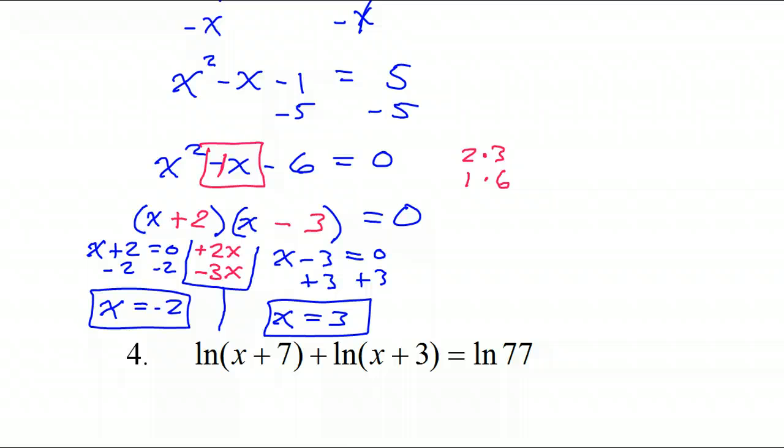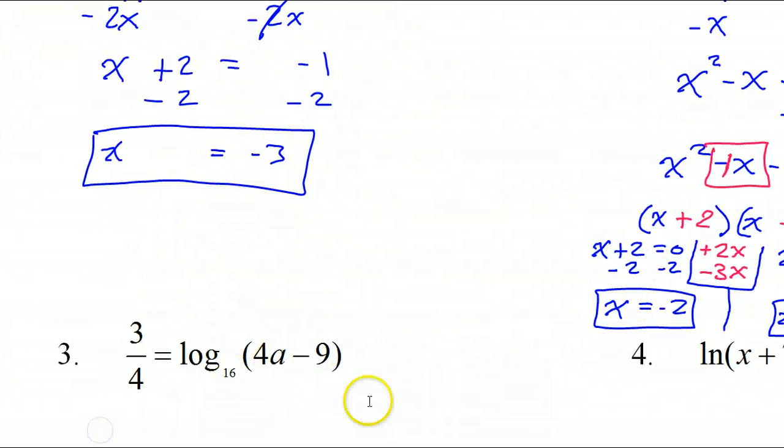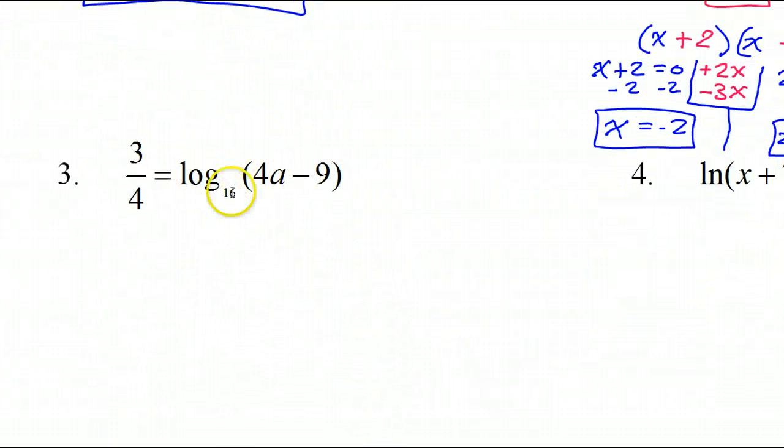Alright, let's move on to number 3. Now, this one, the log is only on one side, so we're not going to drop out any logs, but we will use exponent form. So when we rewrite this in exponent form, we start with the base, which is 16. So I'm going to bring down that base. Now, in exponent form, there is no log. Okay, so we brought down the base.